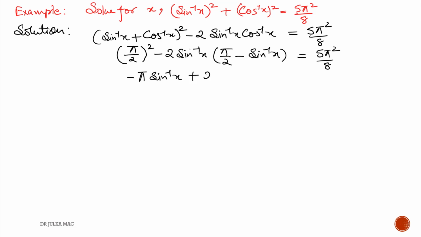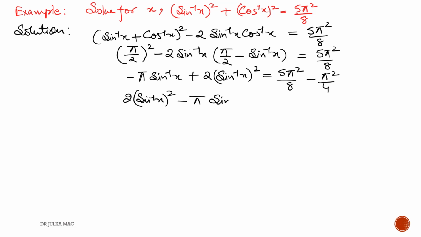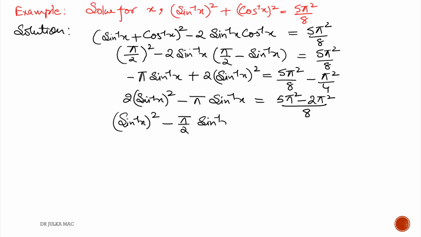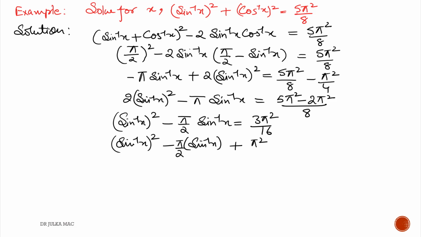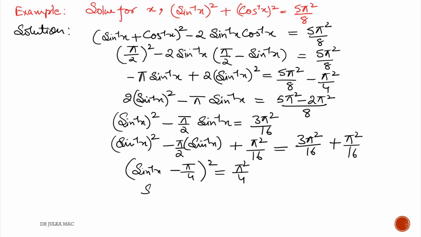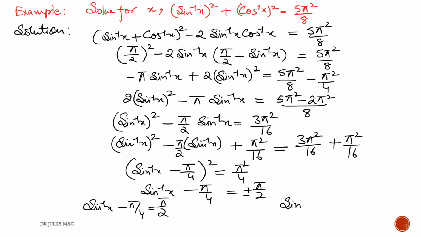After simplification, we will get −π sin⁻¹x + 2(sin⁻¹x)² = 5π²/8 − π²/4. Dividing by 2 both sides, we get (sin⁻¹x)² − (π/2) sin⁻¹x = 3π²/16. To make a perfect square, adding π²/16 both sides, the left hand side is (sin⁻¹x − π/4)², which equals π²/4. Square root both sides, and we will get sin⁻¹x − π/4 = ±π/2. First take the positive sign and then the negative sign.